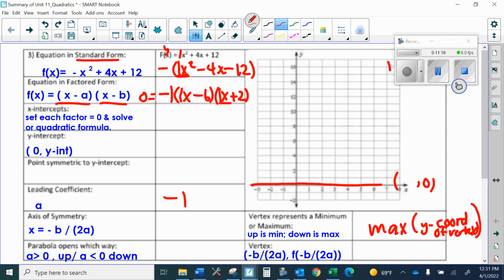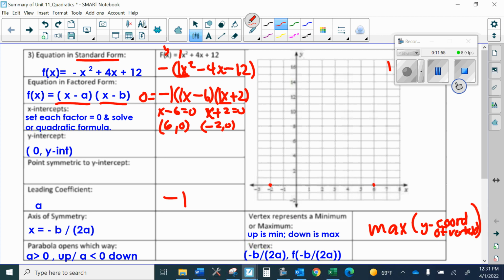Remember, that's a -1. We can't set that equal to 0. Remember, from our factoring chapter, we only can set factors that have a variable in them equal to 0. Okay, so we'd have x minus 6 equals 0, makes it 6, comma 0, and x plus 2 equals 0, so x equals -2. So -2, comma 0. Remember, we write them as points because we're plotting them. Okay, so now we're going to go ahead and plot these. So we have 6, 0, and -2, 0.